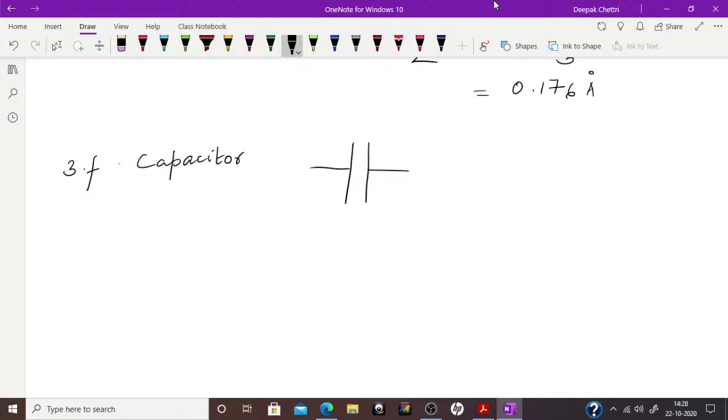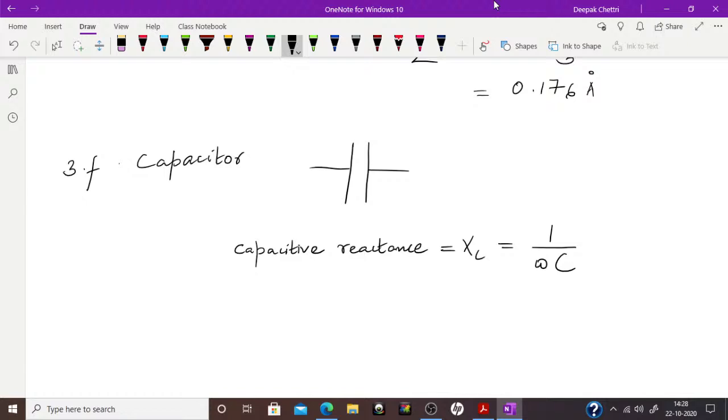Now, in the chapter of alternating current, we have shown that this capacitor can also offer resistance. That means it can also obstruct current, and that obstruction is called capacitive reactance. The obstruction that a capacitor produces towards a current is called capacitive reactance, written as Xc, and the formula is 1 by omega C. This is the formula for the resistance offered by a capacitor to current that flows through it.